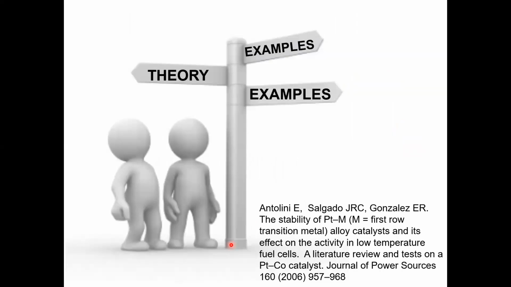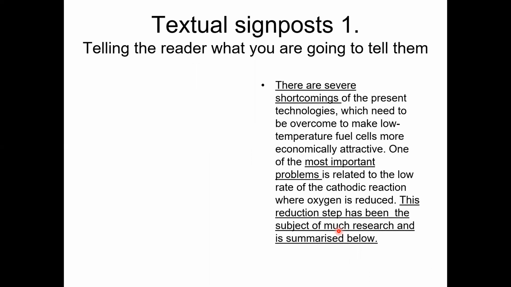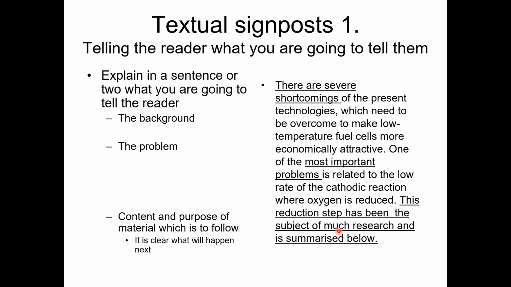So we've talked about the theory, and now let's go and look at examples. And I've drawn examples from Antolini, this study, where he looks at the stability of PTM alloy catalysts. This is a very nicely written paper. So let's have a look at the text or signposts Antolini has used to tell the reader what he's going to tell them.